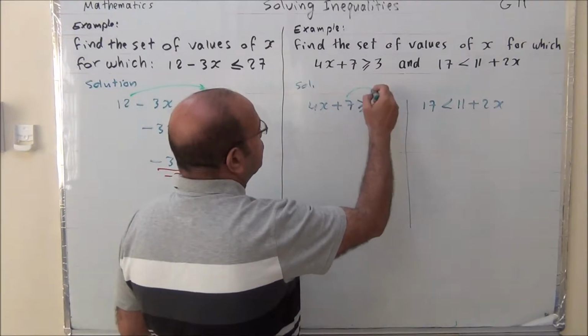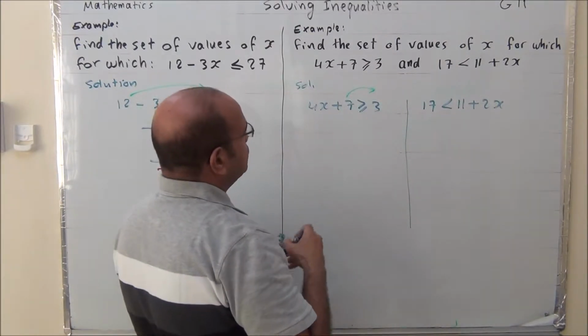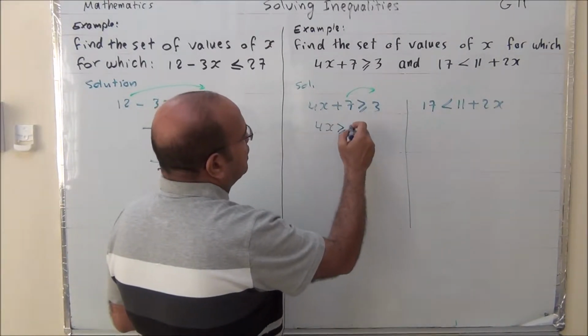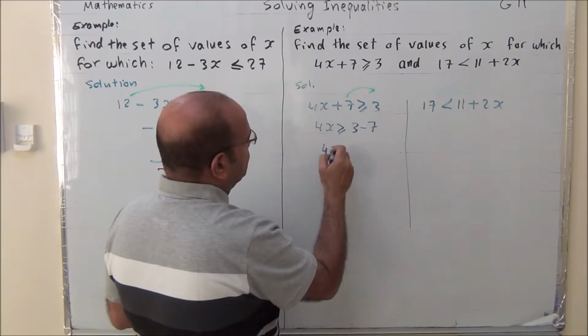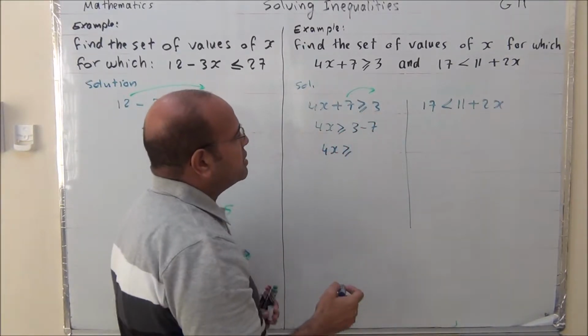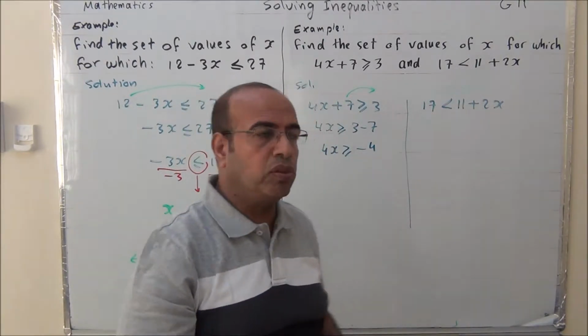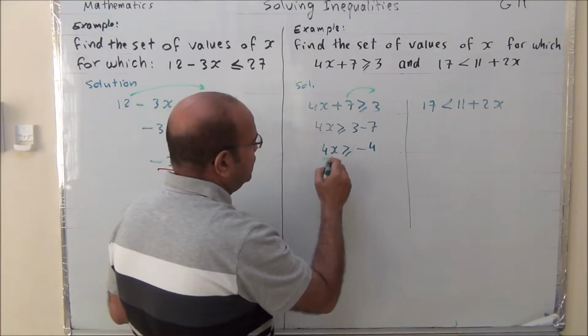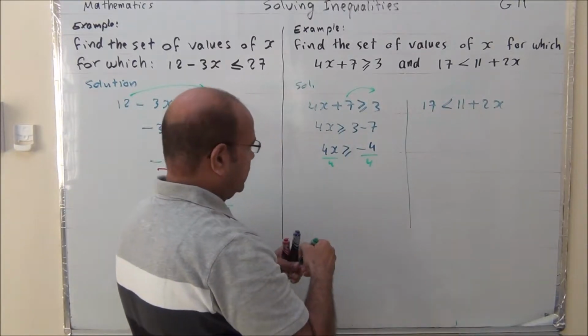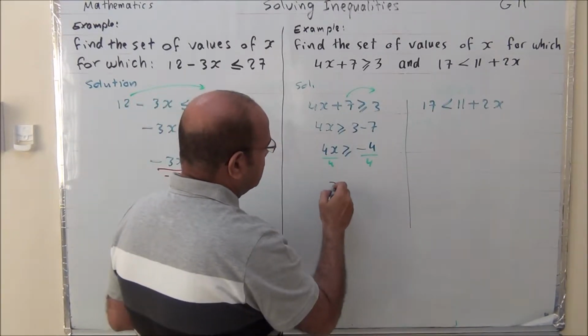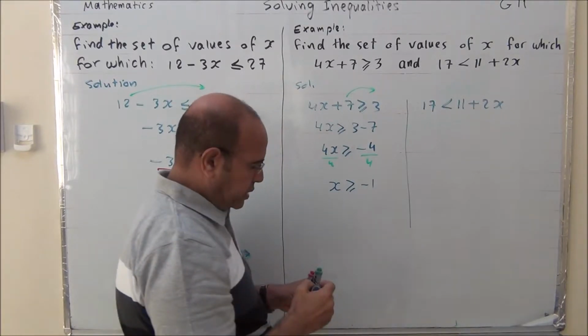The first one, we move 7 to the other side. So 4x greater than or equal to 3 minus 7, negative 4. We divide by 4, it's a positive number, so we don't change the direction of the inequality. So x greater than or equal to negative 1.